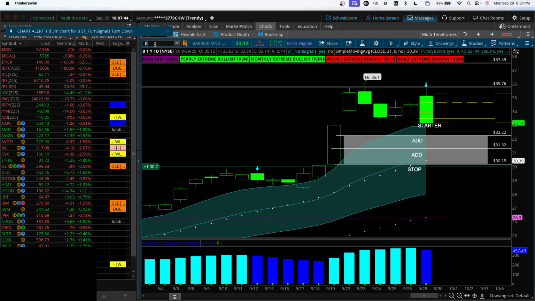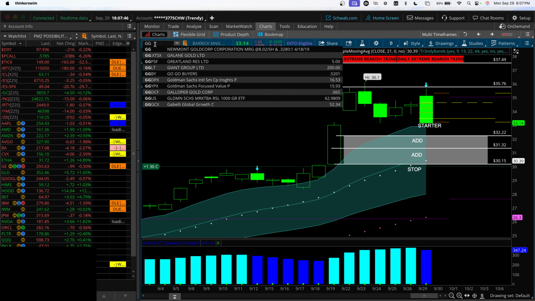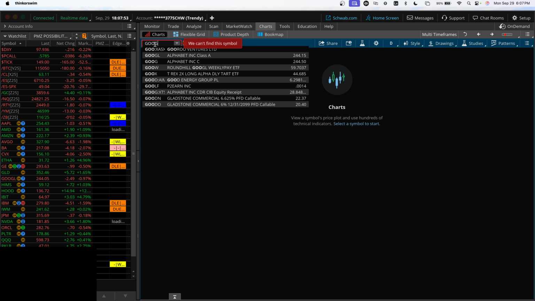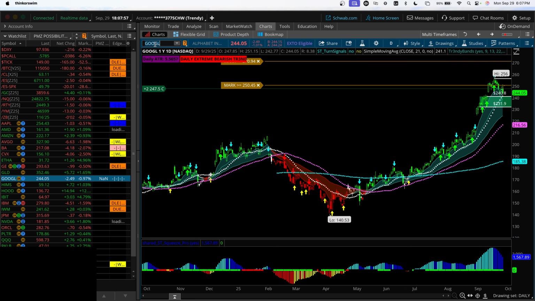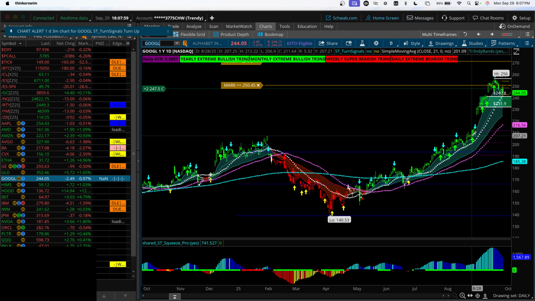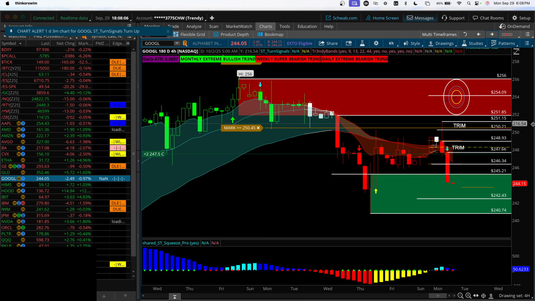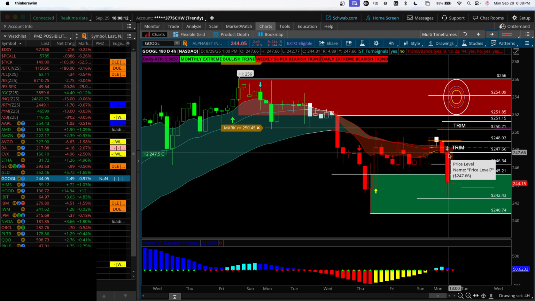I also started a position in Google. Now I am taking some heat in Google. It started off the day strong, price above the PMZ. It was looking good. The NASDAQ was looking good at the time, and I started a position using the PMZ that immediately went against me on this big candle here down.